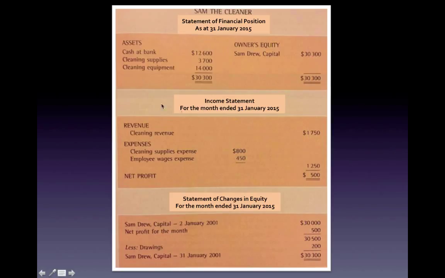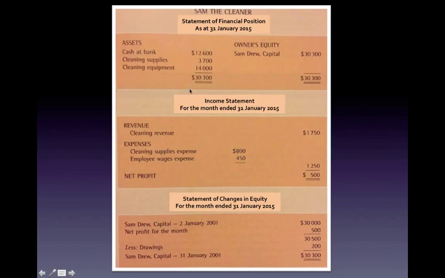So the top part of this diagram shows the statement of financial position. It shows the three assets that Sam has, and it shows that this is now all claimed by Sam. So Sam's wealth is represented by all the assets because there is no liability.